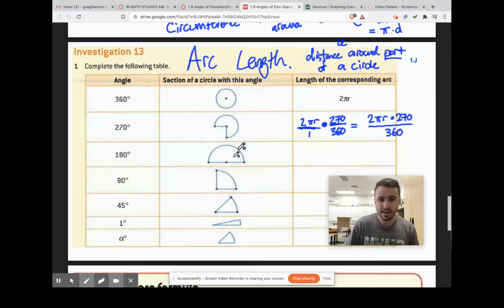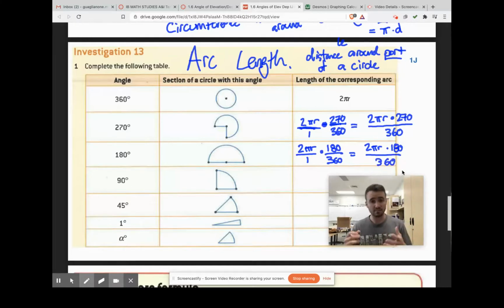Now let's talk about 180. So now we're going halfway around the circle. Once again, we went 2 pi r if we did the whole thing, but we didn't. So if we did half, you could say multiply by 1/2. But for the sake of this investigation, let's keep it in terms of a non-reduced 180 out of 360. And that'll give you a similar formula. You'll notice it's 2 pi r times 180 out of 360.